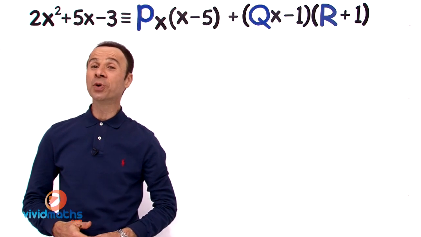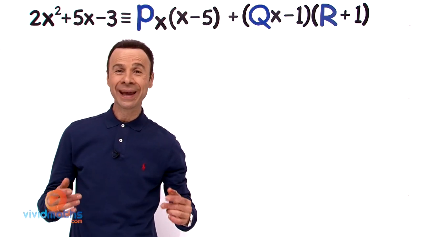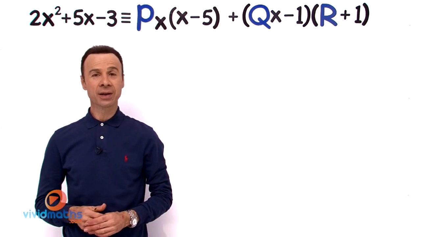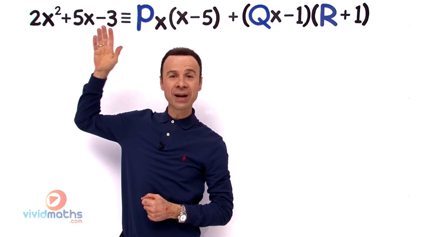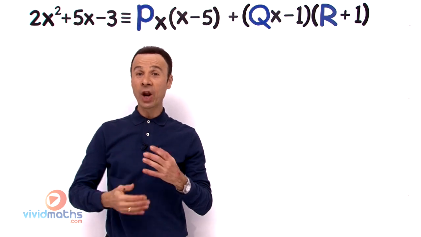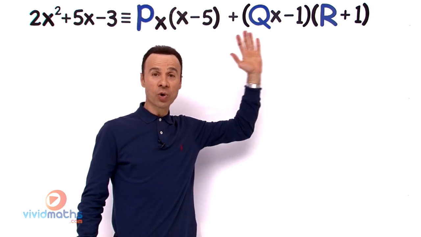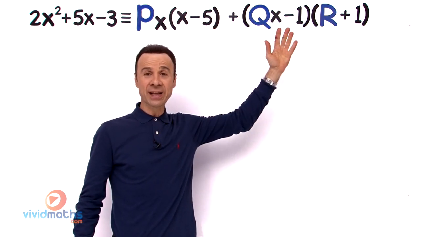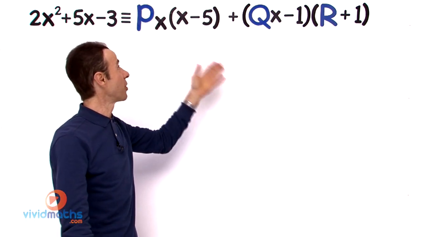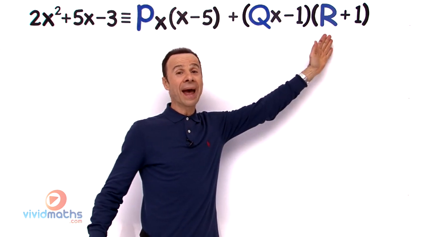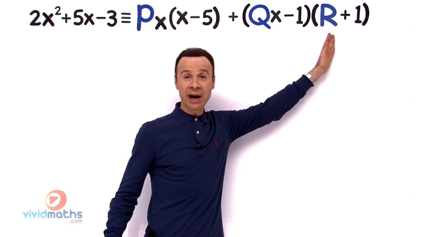Hey, let me help you get equipped and empowered in equating quadratic identities. On the left-hand side, we have a standard form quadratic, and we're going to equate that and identify with the non-quadratic standard format on the right-hand side here. Our objective is to determine what the variables p, q, and r are.